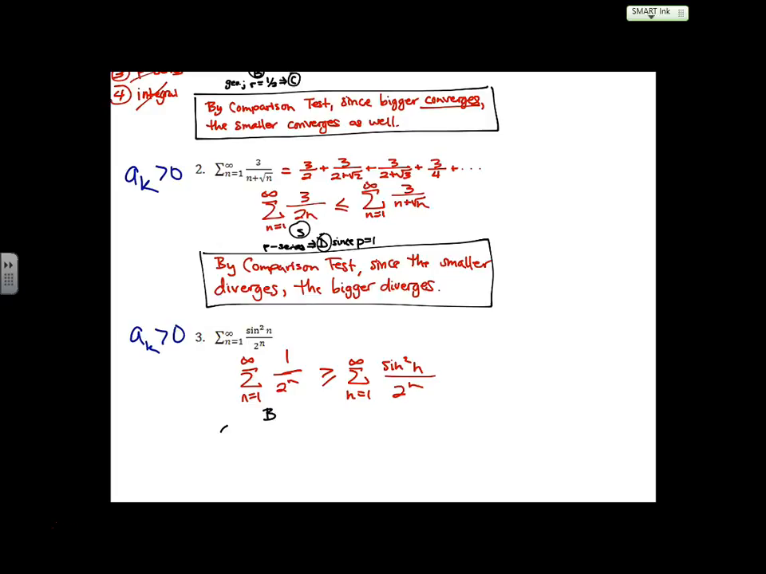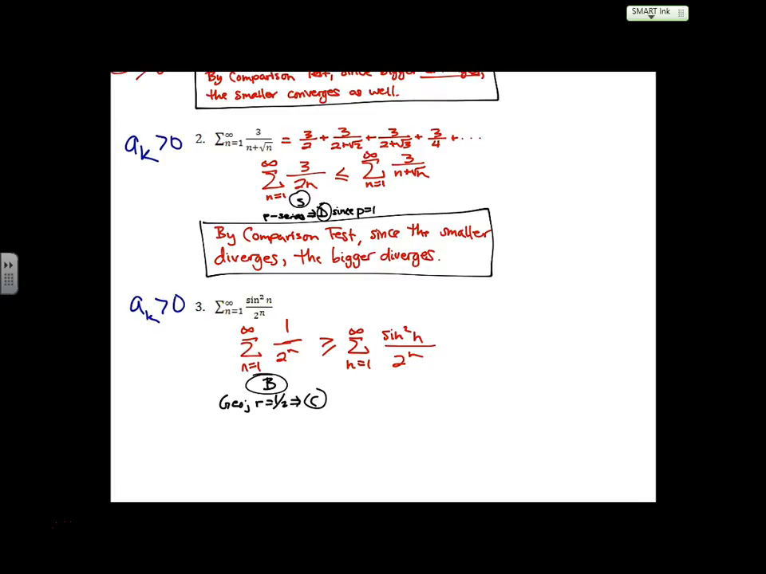Because he's a geometric series, right? And r is equal to 1/2. So therefore it converges. So are we good? Oh, yes, indeed we are. What is that arrow with the equal sign? Therefore. This implies.